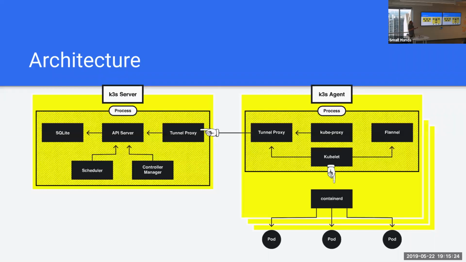And one of the reasons why it works is this kind of interesting little tunnel proxy hack that they did here, which makes me wonder, is Rancher working on something interesting in that regard?